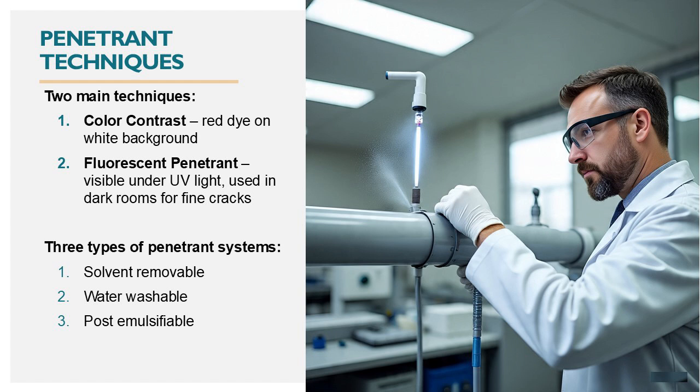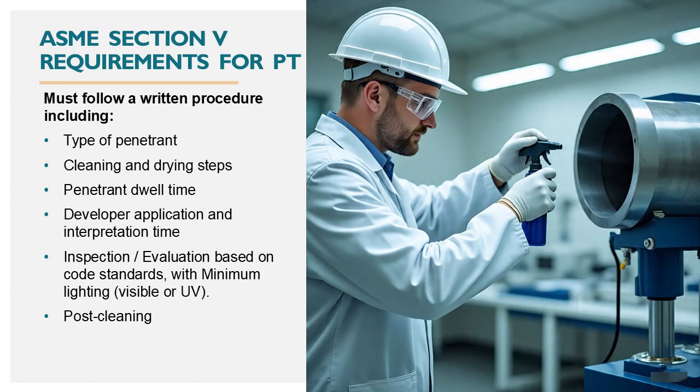There are three types of penetrant systems: solvent removable, water washable, and post-emulsifiable. Before using the penetrant techniques, ensure compatibility with the metal and weld type. ASME Section V, Article 6. Given recommended requirements, you must follow a written procedure including: choose the type of penetrant, solvent removable, water washable, or post-emulsifiable, cleaning and drying steps.